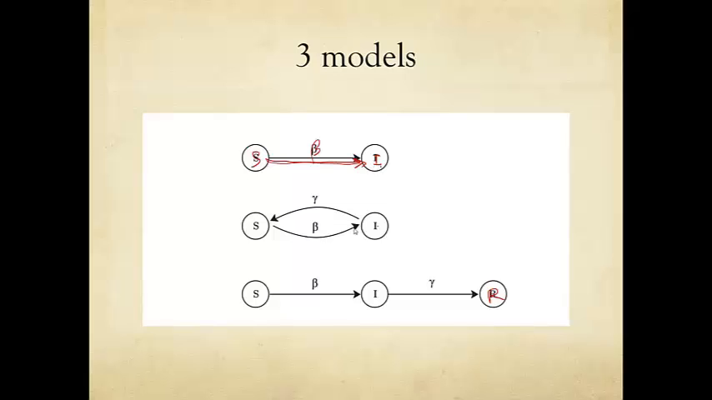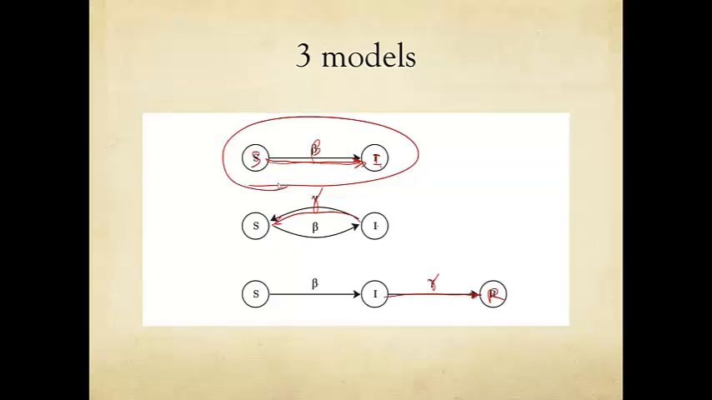Another model says, well, you may actually be able to recover or at least go back to susceptible with a certain rate gamma. And the third one says you actually will truly recover and become immunized from this infectious disease with a certain rate gamma. So let's start with the very first model.